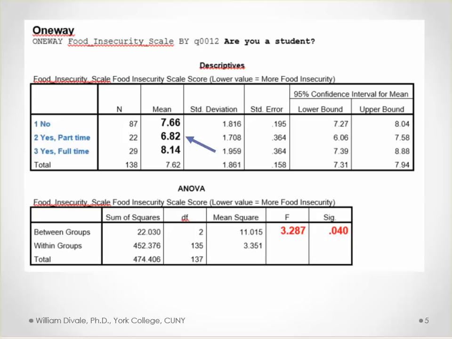And again, if we look at the bottom, the F score is 3.2 and the significance level is 0.04, which is smaller than 0.05. So there's only a 4% chance in 100 that these differences in food security scores could have happened by chance. So obviously, being a student and what kind of work you do influences your score.